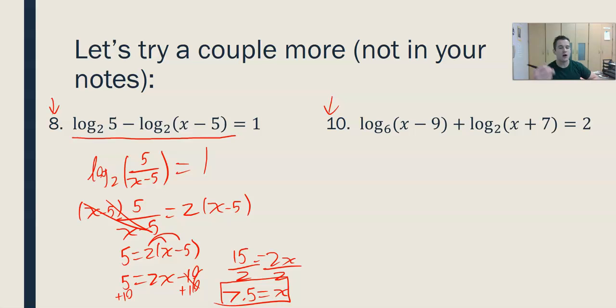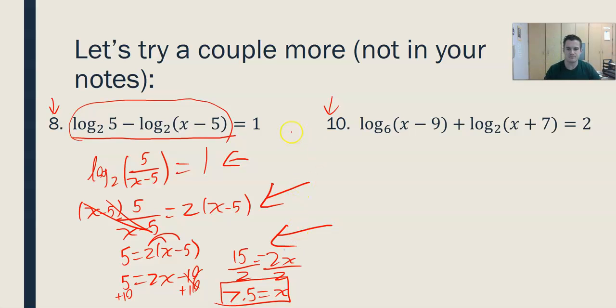And notice again all the steps that I took. Not anything terribly different. I condensed my logarithms here. Then I converted my log to an exponential. And then I solved using what I know about linear equations.